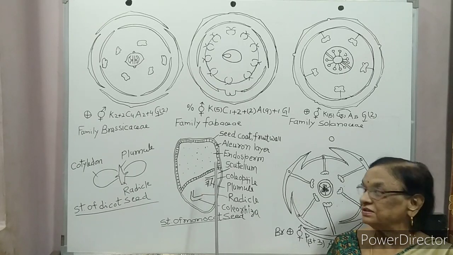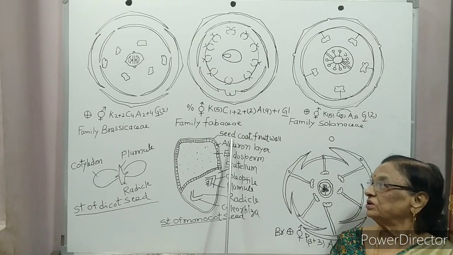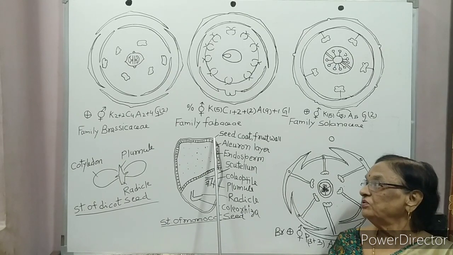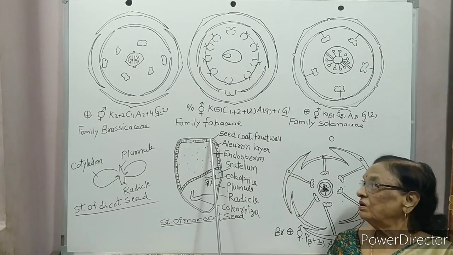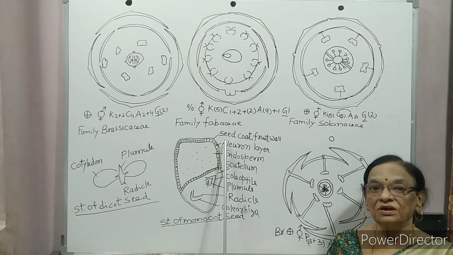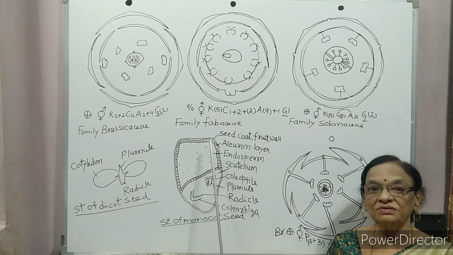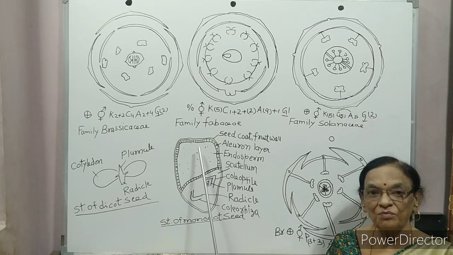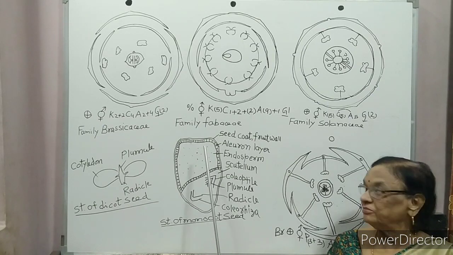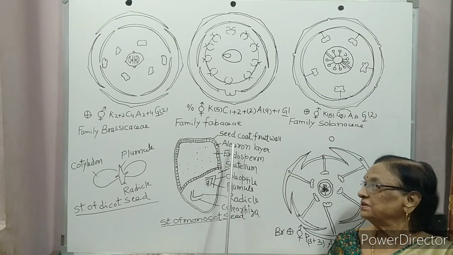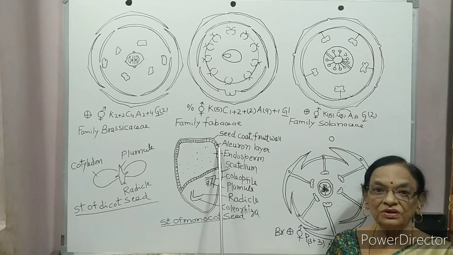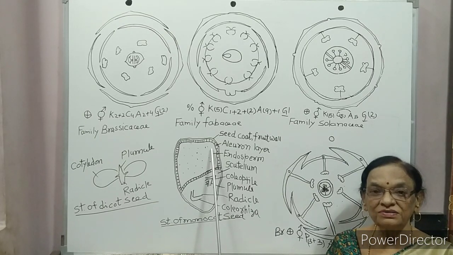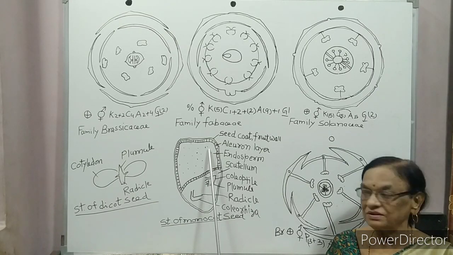Now, the structure of a monocot seed. Monocot seed has the seed coat and fruit wall fused together. It forms a membranous pericarp. So in monocot seed, the seed coat and fruit wall have fused together, forming a membranous layer. After that is the aleurone layer, which is rich in protein. The aleurone layer has protein-containing cells.